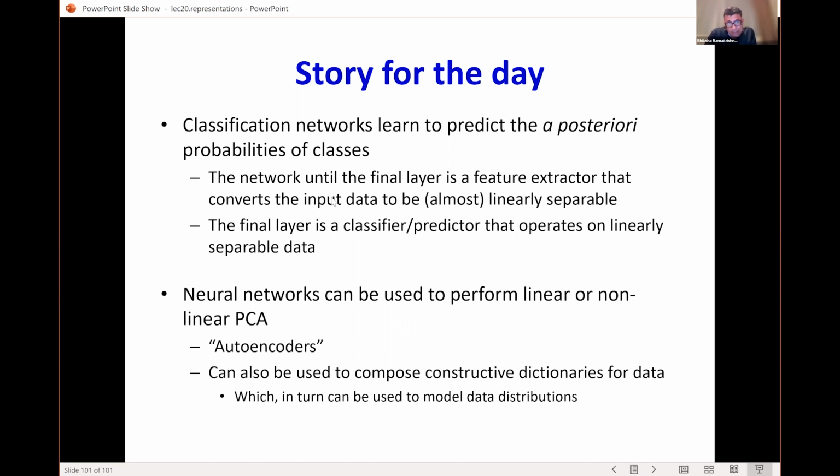So the story for the day is that classification networks learn to predict the a posteriori probabilities of classes. The network until the final layer is a feature extractor that converts the input data to be almost linearly separable. The final layer is a classifier or predictor that operates on the linearly separable data. And neural networks can also be used to perform linear or nonlinear PCA autoencoders, which can be used to compose constructive dictionaries for the data, which in turn can be used to model data distributions. We'll focus more on this second topic in the next week.